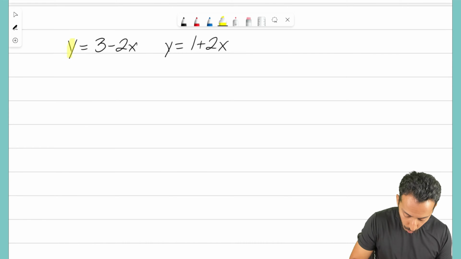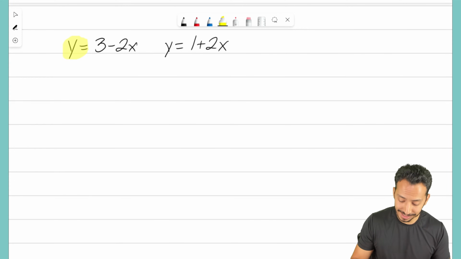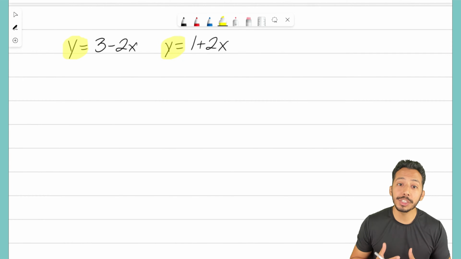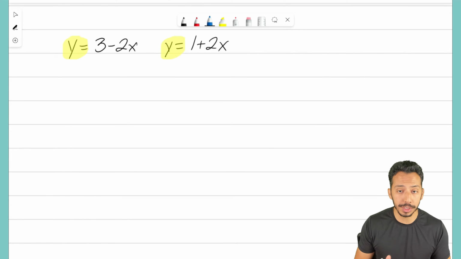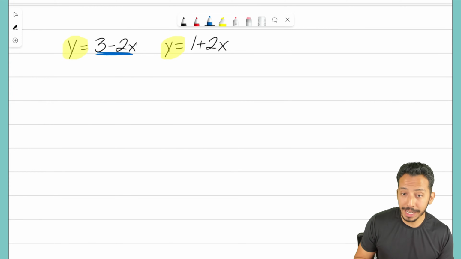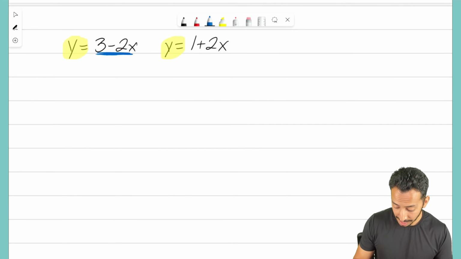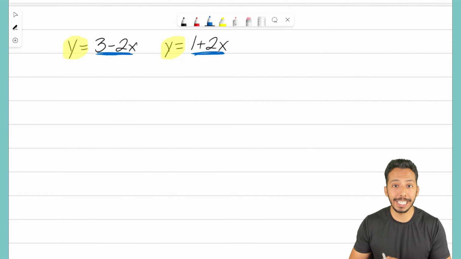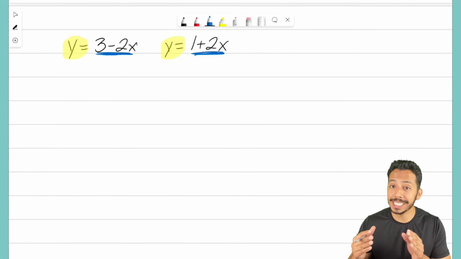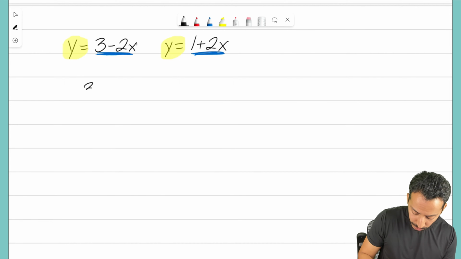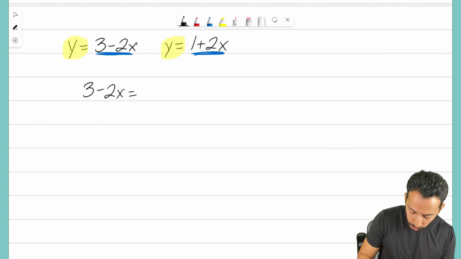Notice that we have y equals 3 minus 2x and y equals 1 plus 2x. Both of those equations start off with y equals. So that means 3 minus 2x equals y and 1 plus 2x equals y. Since both of those expressions equal the same thing, they must equal each other. That's what the equal values method lets us do. That is how equality works.